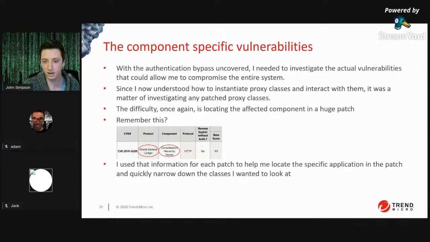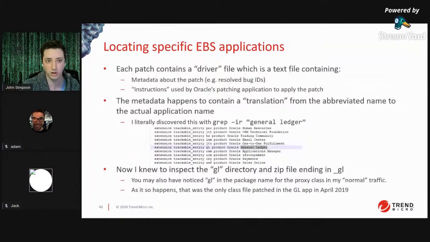The difficulty, once again, is locating the affected component in a really big patch. So remember this that I showed you earlier. Again, we have Oracle General Ledger and Consolidation Hierarchy Viewer as the component. I used that information for each patch to help me locate the specific EBS application in the patch and quickly narrow down the classes I wanted to look at.